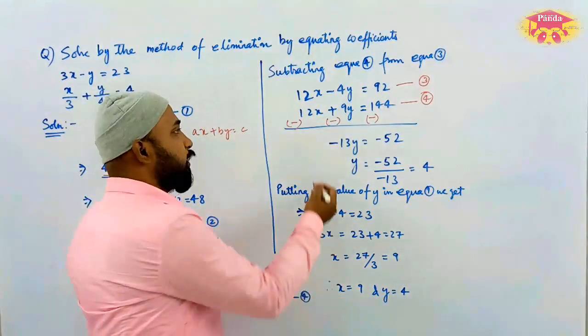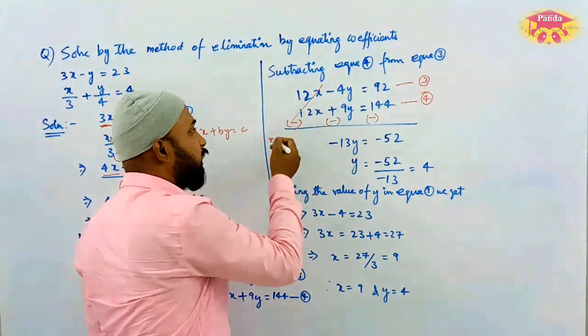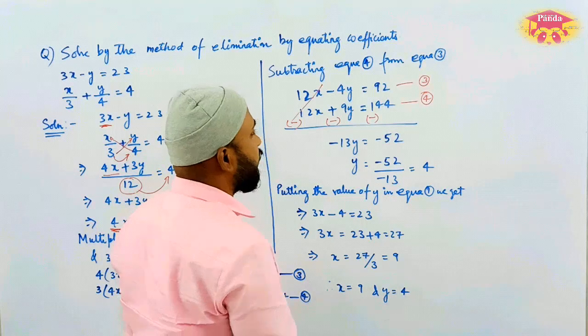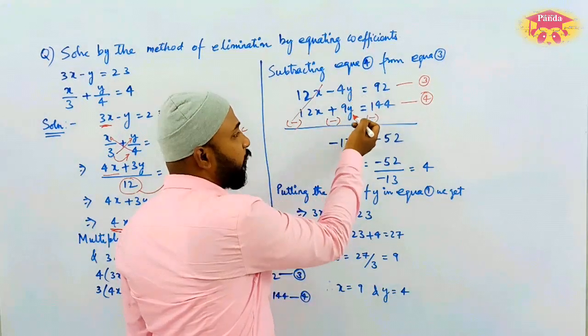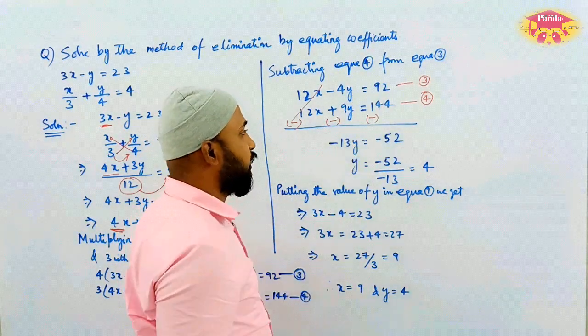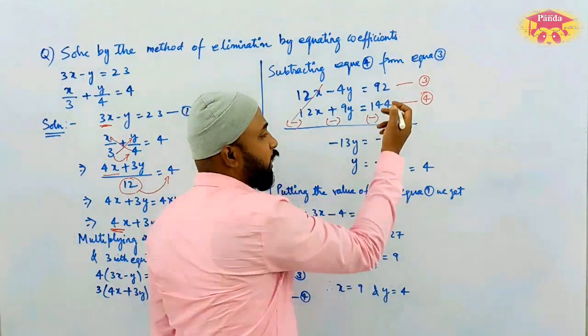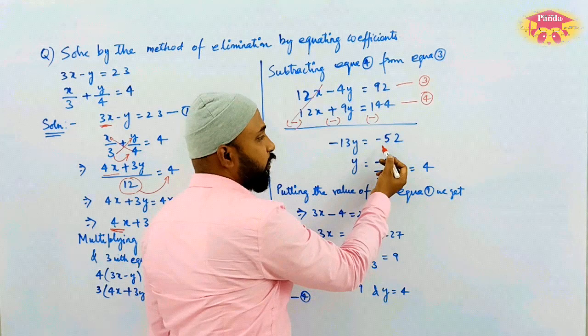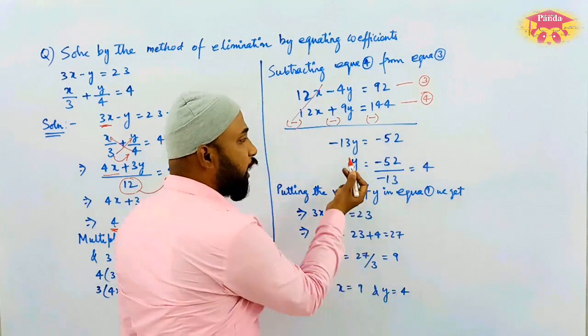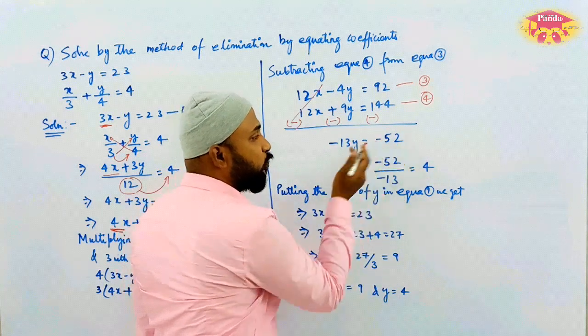So see, this plus 12x minus 12x will get cancelled. And what is that now? Minus 4y minus 9y. How much will we get? Minus 13y, and plus 92 and minus 144. How much will we get this one as? Minus 52. So we have minus 13y is equal to minus 52.